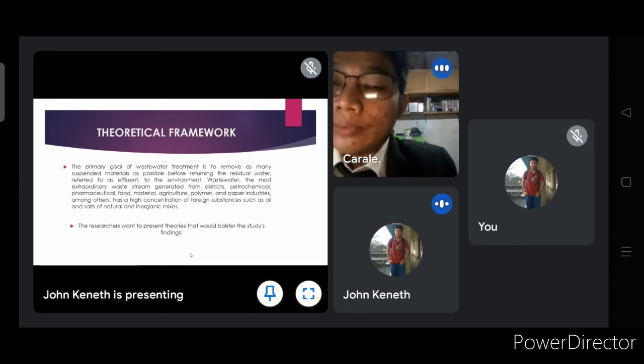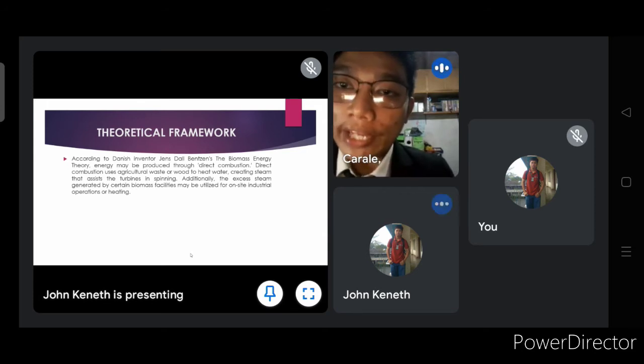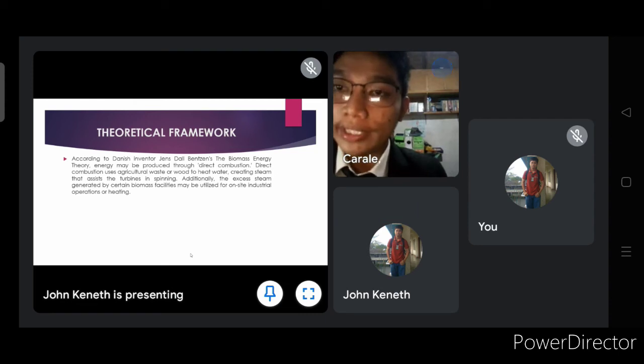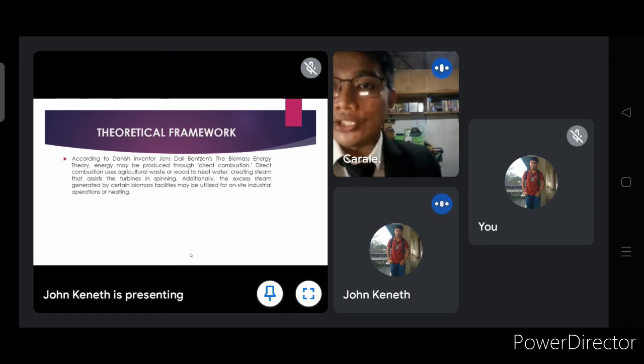So you can see that the researchers want to present theories, the study's findings, that according to the Danish inventor Jens Bols Benzens, the biomass energy theory, energy may be produced through direct combustion. Direct combustion uses agricultural waste or wood to heat water, creating steam that assists the turbines in spinning. Additionally, the excess steam generated by certain biomass facilities may be utilized for on-site industrial operations or heating.